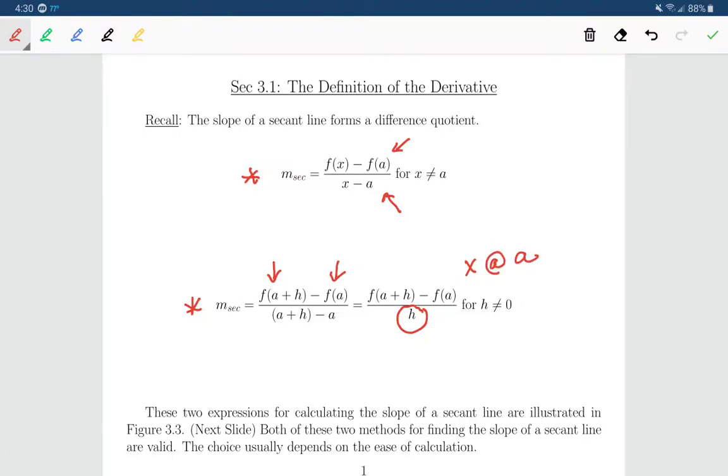Now these two expressions for calculating the slope of the secant line we'll illustrate on the next page. But both of these methods for finding the slope of the secant line are valid, and the choice will really just depend on the ease of the calculation given the situation you're looking at, and that'll become apparent by the problem.